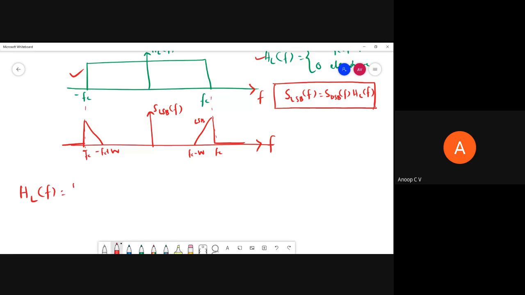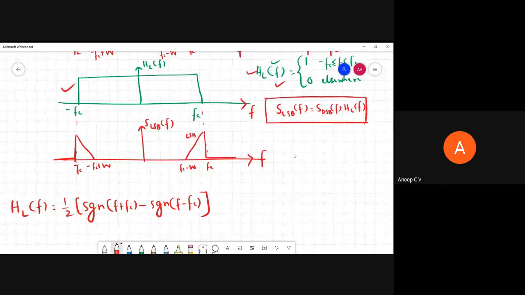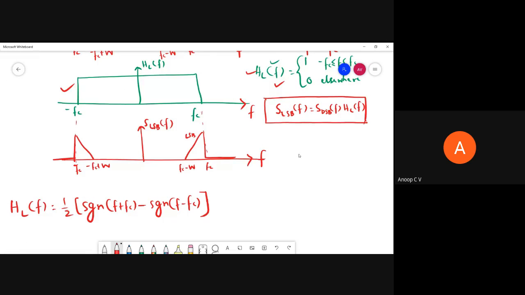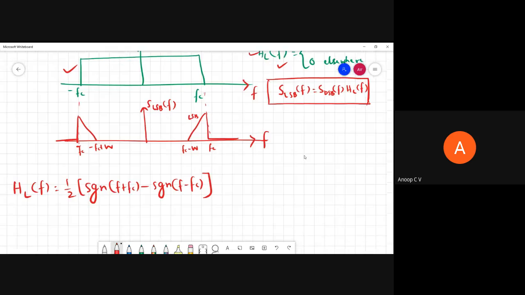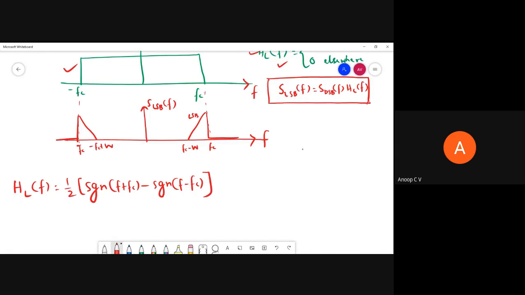HL of F will be equal to half of signum of F plus FC minus signum of F minus FC, right? You don't have to bluntly accept it; we'll verify and then accept. Either I can write HL of F is equal to 1 from minus FC to FC and 0 elsewhere, but that is common man's language, not the language of math. If you want to write it in terms of math, I should write it in terms of some standard function, the signum function.